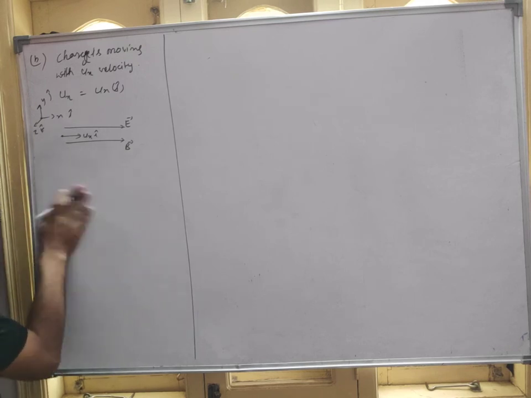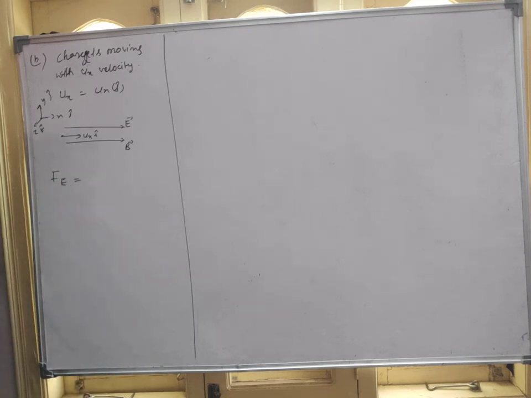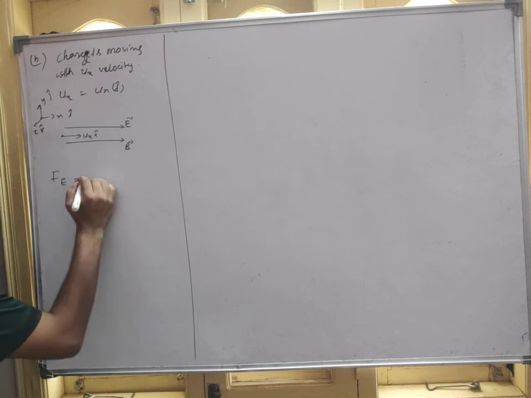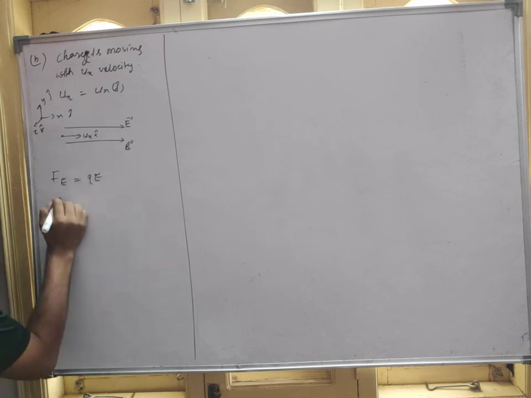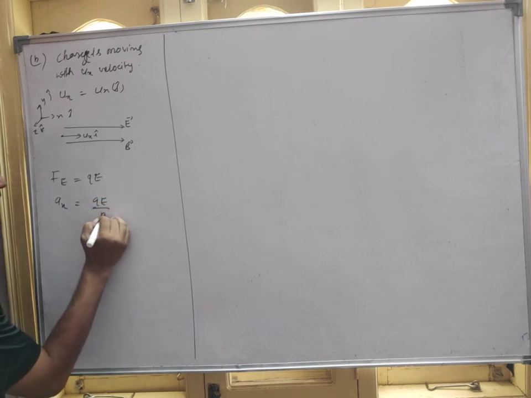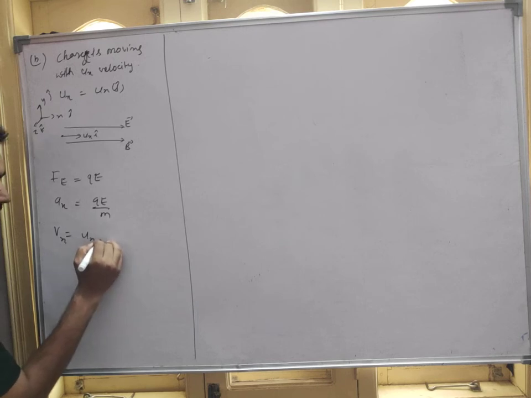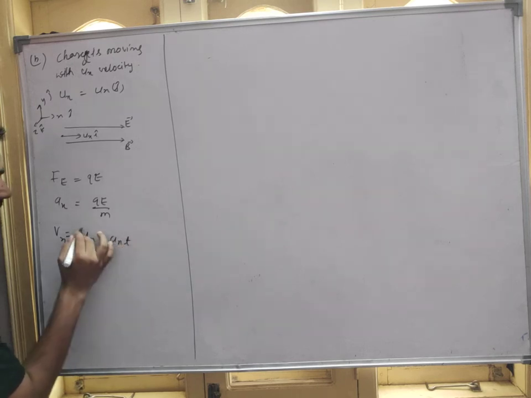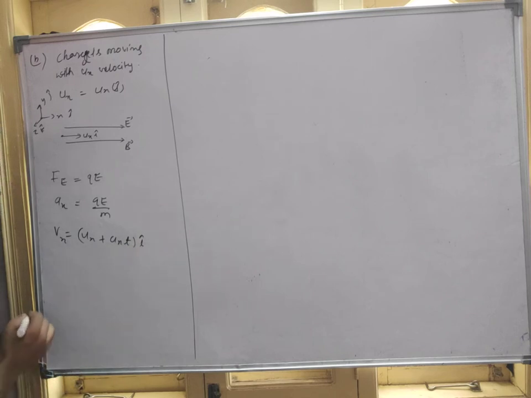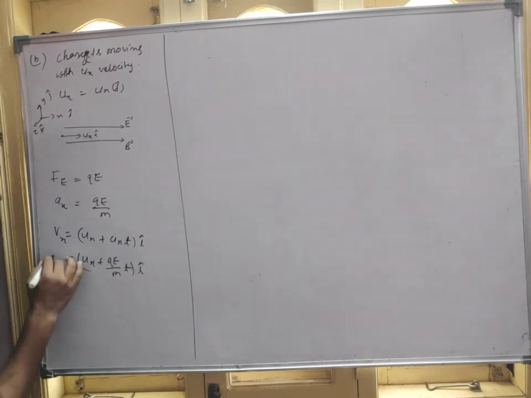Okay. So what will be the electric force, guys? I think it will be QE, right? What will be the acceleration in the x direction, guys? Then QE by m. What will be the velocity in the x direction? Ux plus ax t I cap, right? Okay. So ux plus QE by m into t. This will be the velocity in the x direction, right?